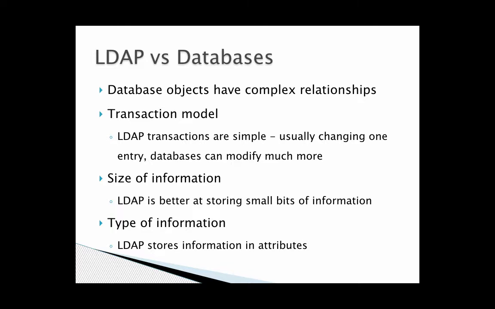It's defined for small bits of information. As I said, it's a directory service, so it's going to give you back things like a password, a phone number, a room number, and it doesn't do things like large images or other generic database type stuff. Okay, and finally, LDAP stores everything as attributes.